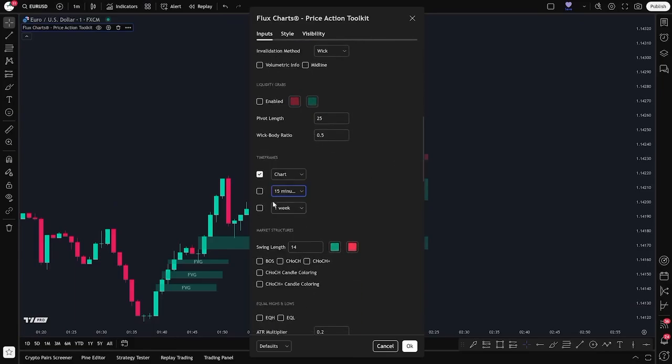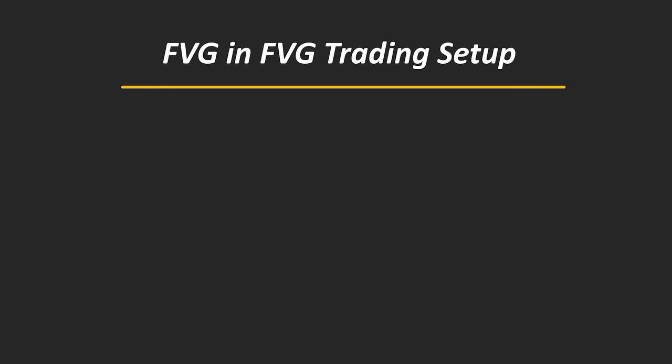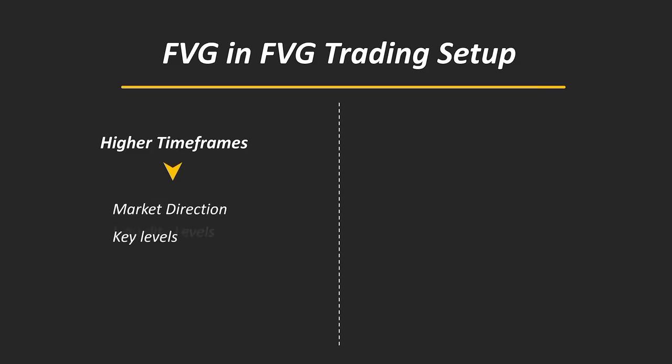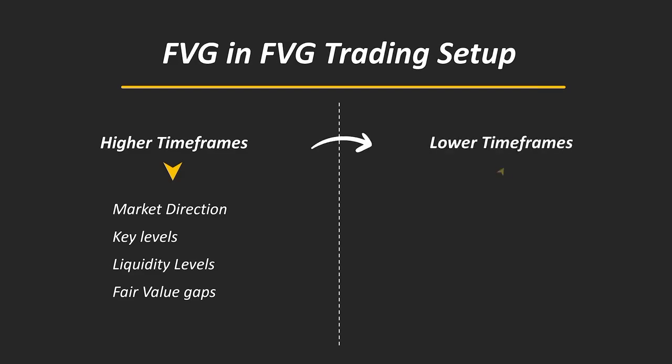But for now, let's continue with the second part of this video, the fair value gap trading setup. This trading plan consists of two major time frames. First, we have the higher time frame, where most of the general analysis takes place. We will study the market structure to determine direction, key levels, liquidity areas, and most importantly, fair value gaps, which serve as optimal trading zones and can potentially provide high-quality setups. In the second part, we will zoom into the lower time frame to look for confirmations and execute entries.